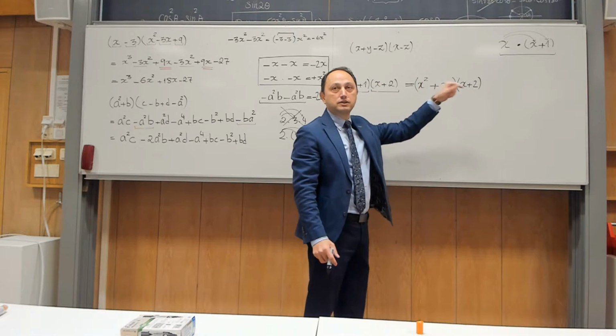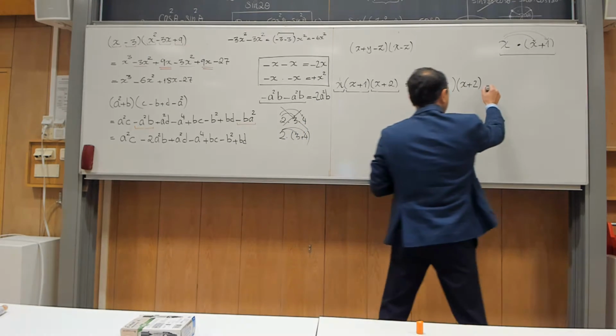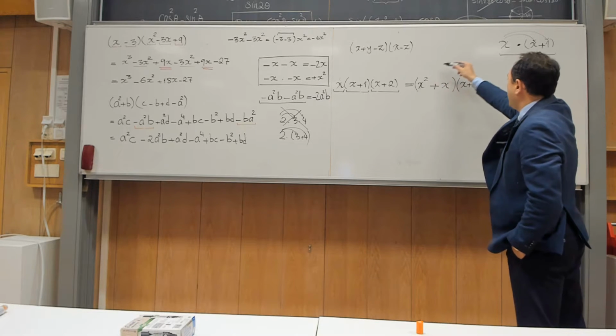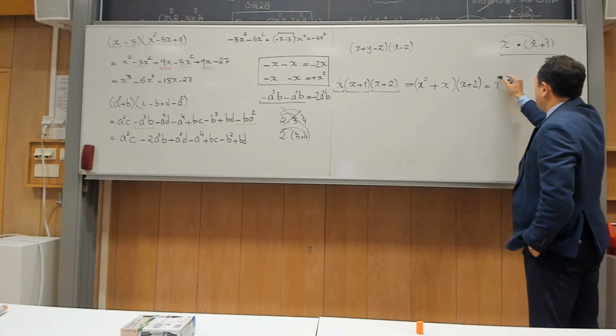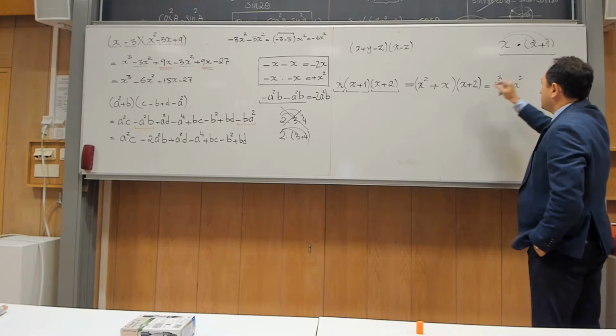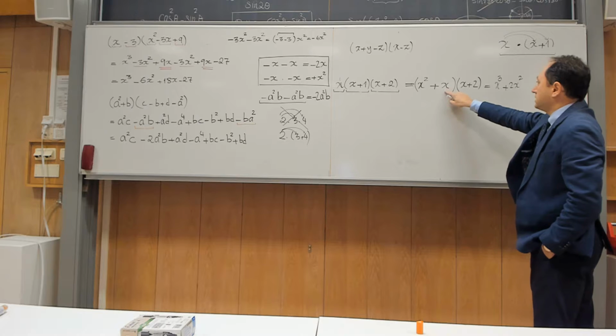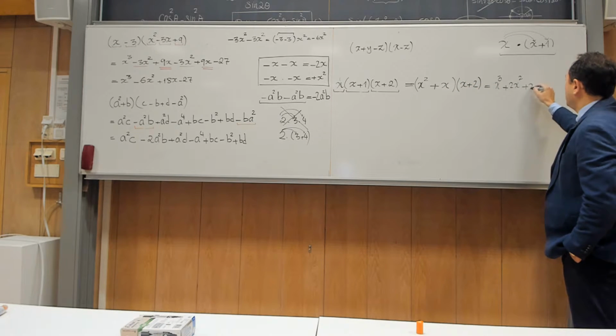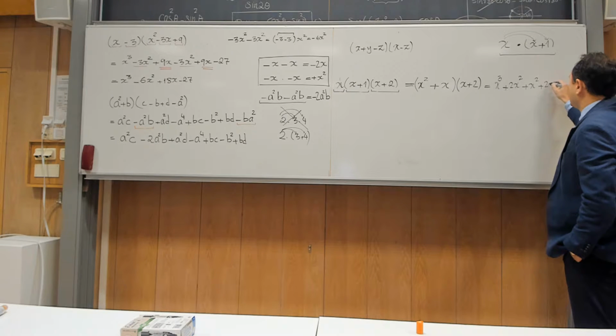So I will take the previous lesson. What should I do? I will take this one multiplied by this and this. It becomes x to the 3 plus 2x squared. This is finished now. I go to the next one, multiply this here and there. So it becomes plus x squared and plus 2x.